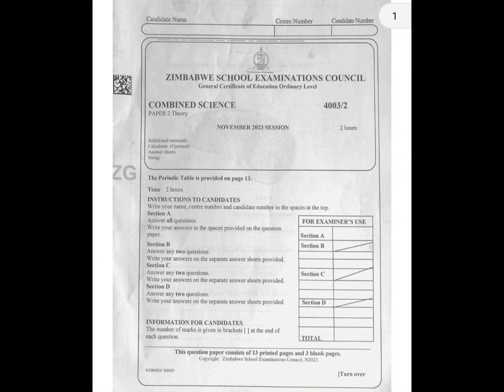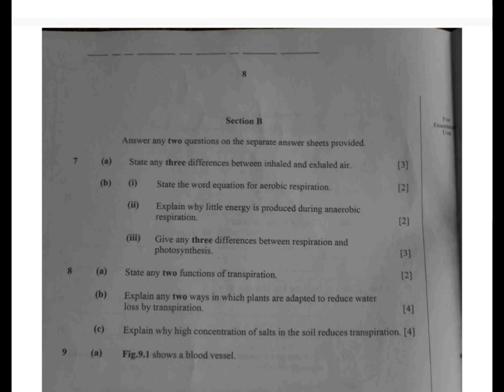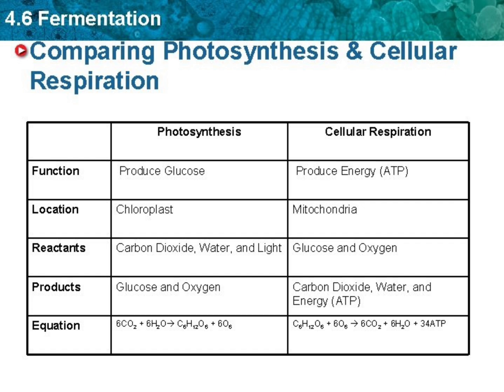The next topic after the one of cells and ecosystem is plant nutrition. You need to know the differences between photosynthesis and respiration. There was a question in November 2023, Combined Science Paper 2. It was on number 7B, part 3. It was reading, give 3 differences between respiration and photosynthesis. So this is how we are going to give the differences.